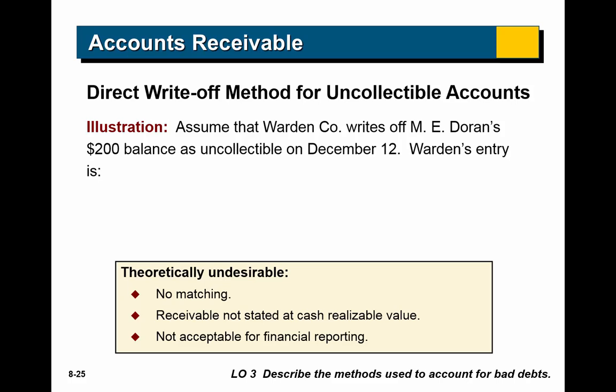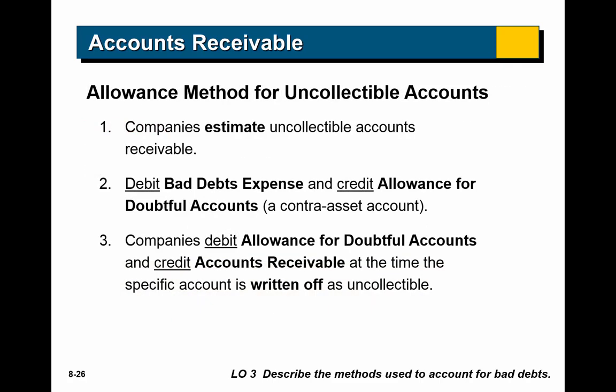So here's the example. Assume that Ward & Company writes off M.E. Doran's $200 balance as uncollectible on December 12th. Wharton's entry is as follows. Bad debt expense, $200. Accounts receivable decreases or is credited $200. Again, we don't usually use that. Instead, we use the allowance method for uncollectible accounts.